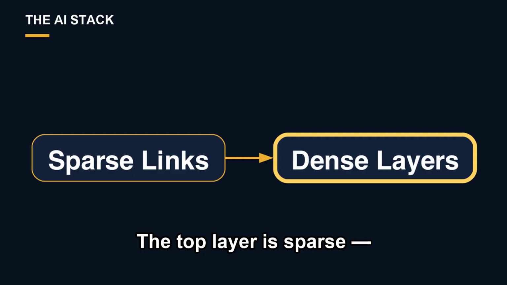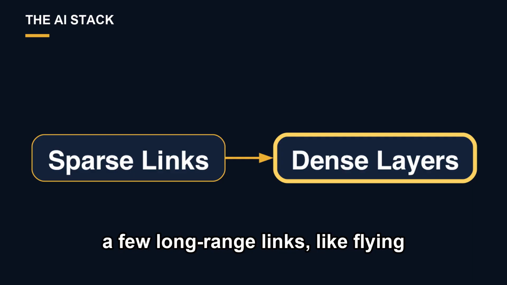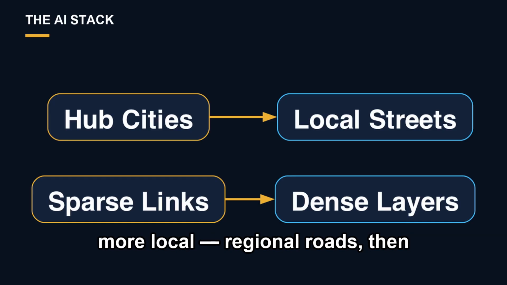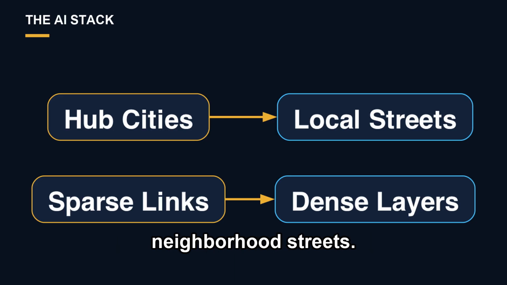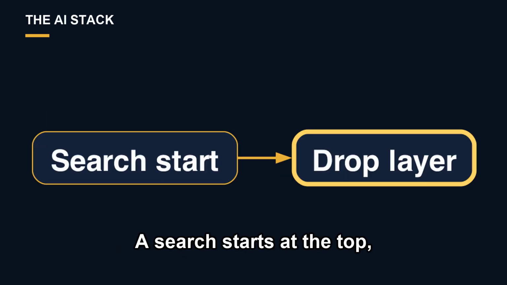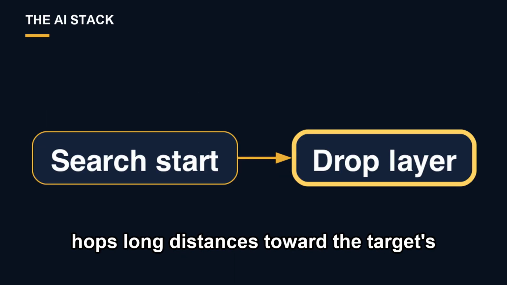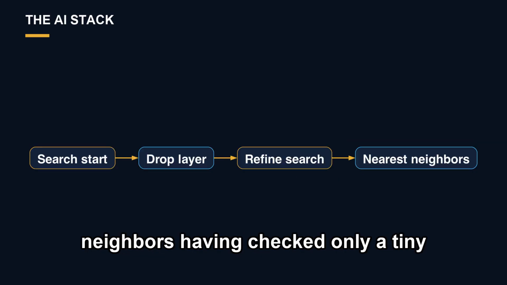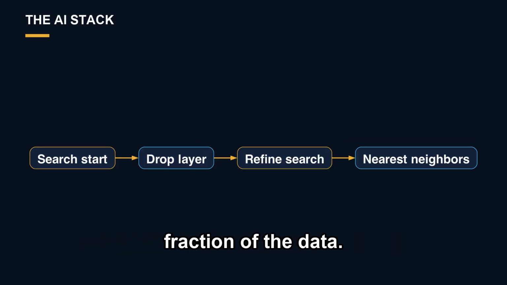The top layer is sparse, a few long-range links, like flying between hub cities. Each layer down gets denser and more local, regional roads then neighborhood streets. A search starts at the top, hops long distances toward the target's region, drops a layer, refines, drops again, and lands on the nearest neighbors having checked only a tiny fraction of the data.